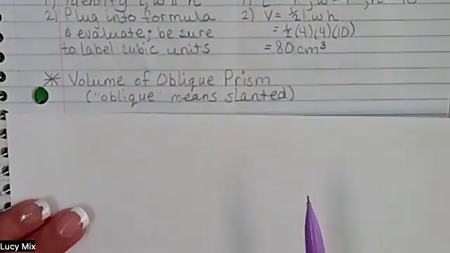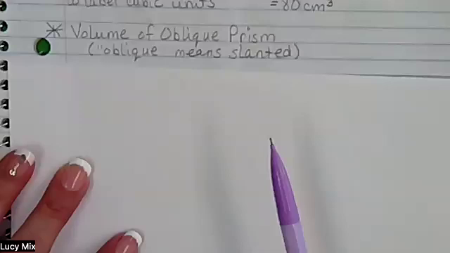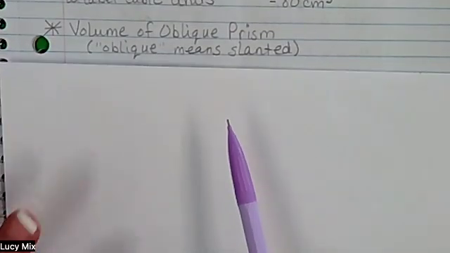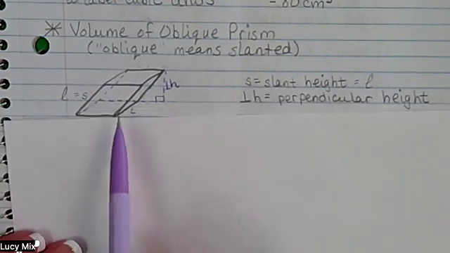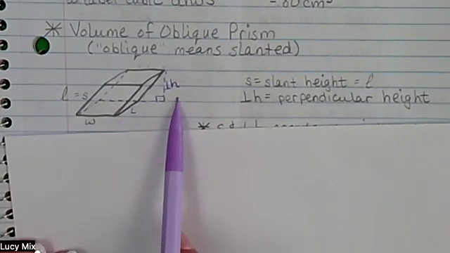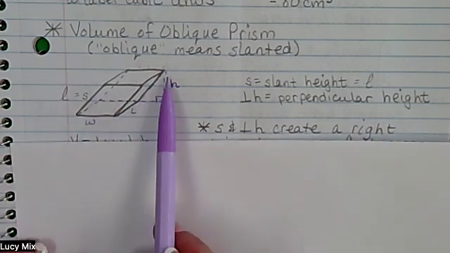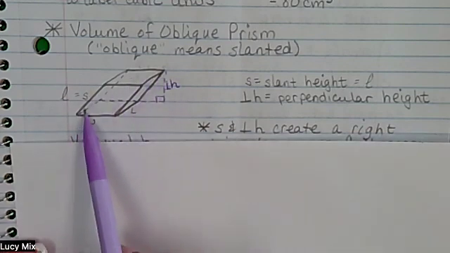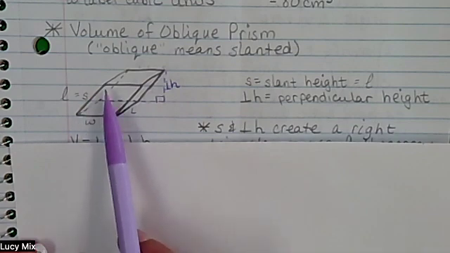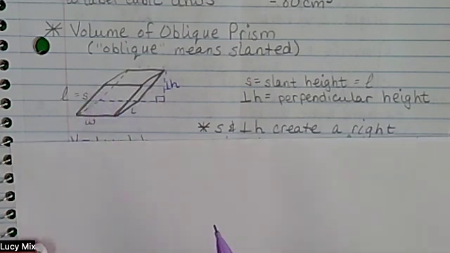We're going to talk next about oblique prisms. Oblique means slanted or tilted over. So think about the broken bookcase that's leaning over, or the Leaning Tower of Pisa, okay? What these oblique prisms have are called slant heights. That is that diagonal, that leaning over part.